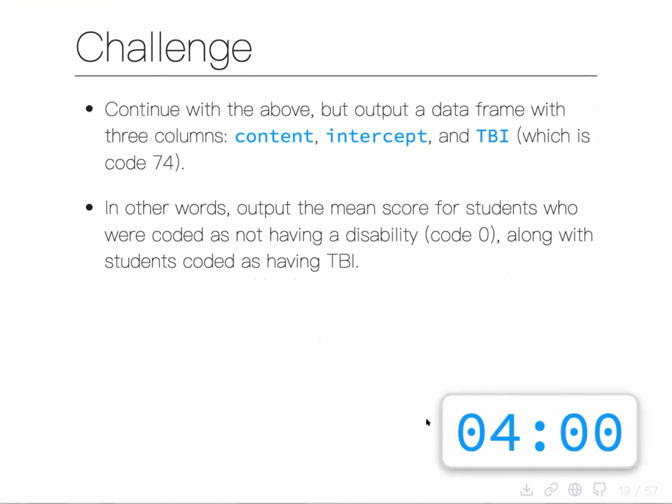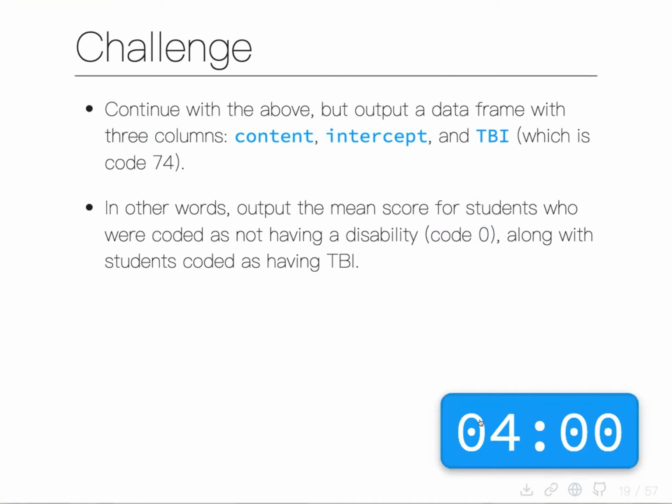But for the next 4 minutes, I'd like you to continue on with what we just did and see if you can output a data frame with 3 columns, okay? Just 3 columns at the end. It should have the content, the estimated intercept, and TBI, which is code 74. So you're going to output the mean score for students who are coded as not having a disability, which is the reference group, along with students coded as having TBI. Okay. Go ahead and give that a shot.